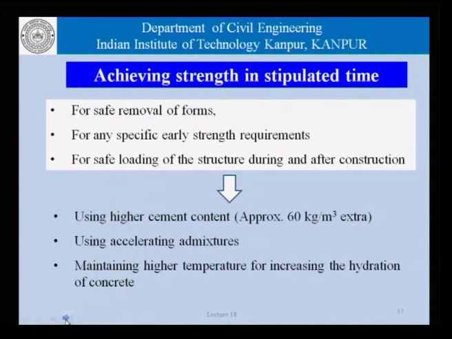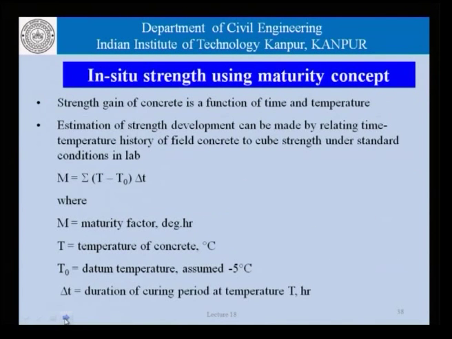As far as strength is concerned, we need to have a handle on the strength for safe removal of formwork, for any specific early strength requirement that we may have from the service point of view, and at the end of it, for safe loading of the structures during and after construction. We can achieve this by using a higher cement content, using mineral admixtures, using accelerating admixtures, and maintaining higher temperatures for increasing the hydration of concrete.